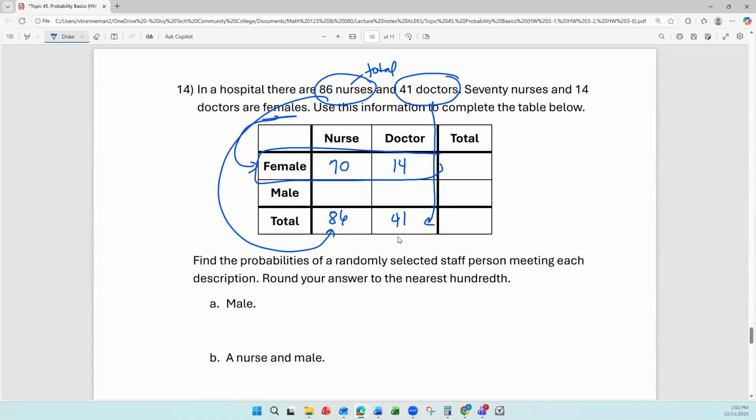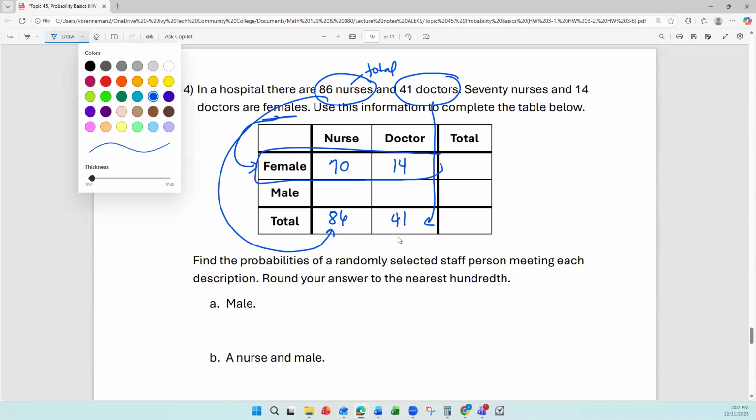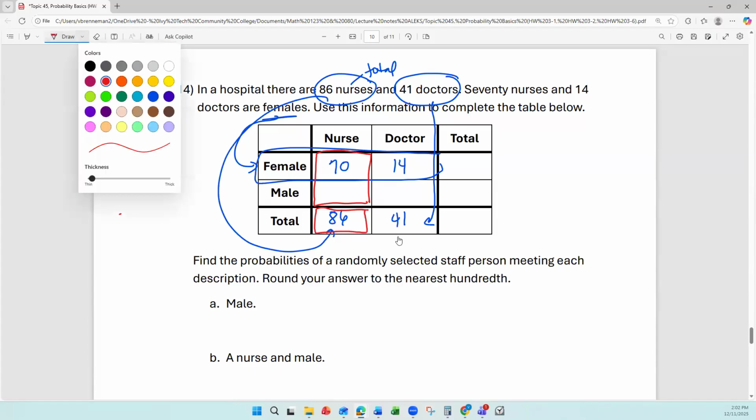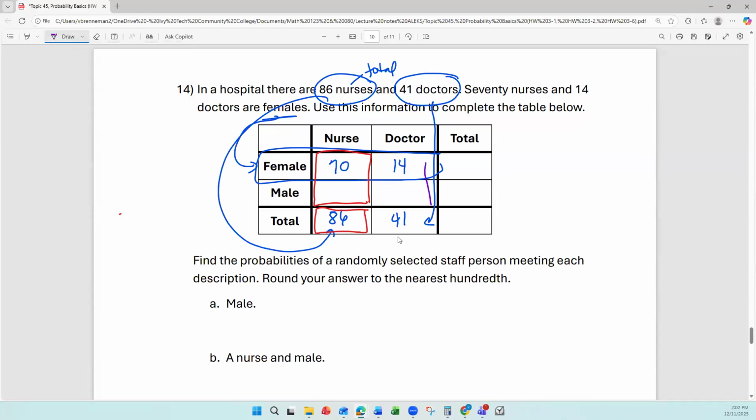So the 70 is females, nurses. So this would be female and nurse. The 14 is female and doctor. Now, we can find the rest by doing a little bit of calculation, knowing that these two add up to 86. These two add up to 41.